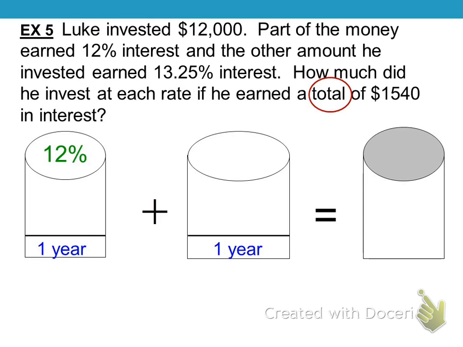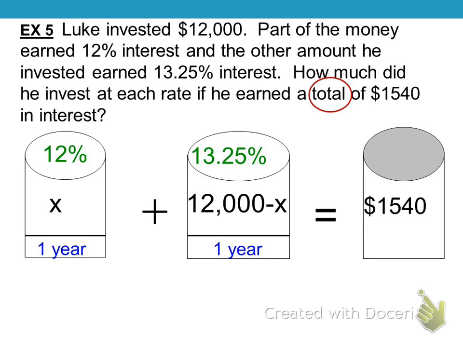We're looking at a 12% investment first. We're not sure how much is being invested, so we're going to call it X. The next one is 13.25. Here's the tricky part. I still don't know how much it is, but what do I know about it? The total is $1,540. How much does he invest total? $12,000. So we're going to start with $12,000. We're going to take away the part that's already being invested, and that's how much he invests at that rate. And then the total is $1,540.